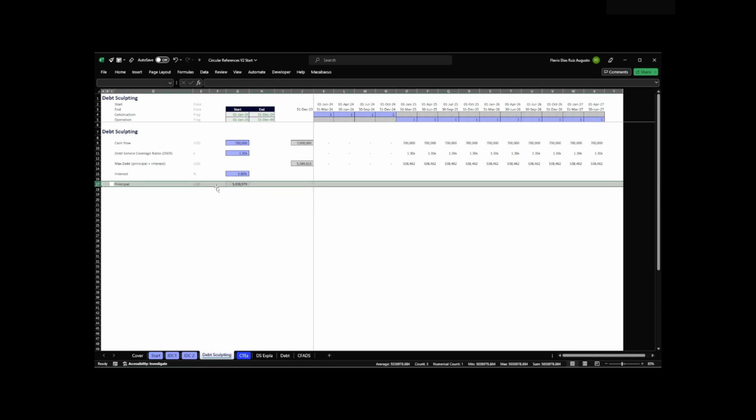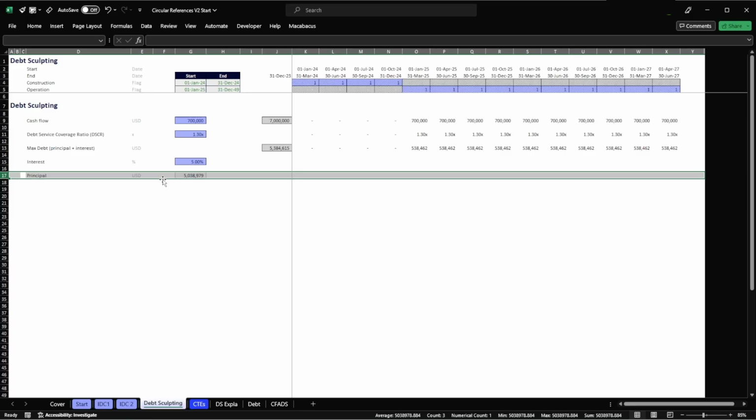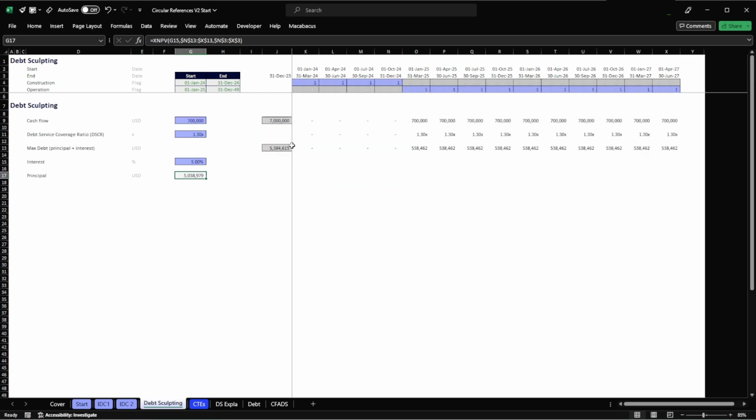And now that we have our principal, we can start building up our debt account and see how much money we're going to be able to draw down, the total debt, which is going to be the 5 million. In our IDC case here, the total number was $4.6 million, as we have in here. In this case, it's going to be just a bit more, so we're going to be able to draw down a bit more from our debt.